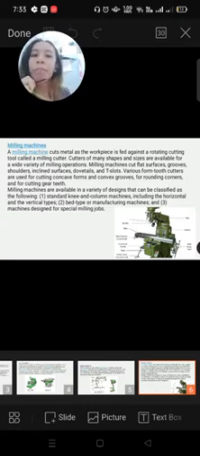Milling machines are available in a variety of designs that can be classified as the following. Number one is the standard knee and column machine, including the horizontal and vertical types. Number two, bed type or manufacturing machine. And number three is machines designed for special milling jobs.